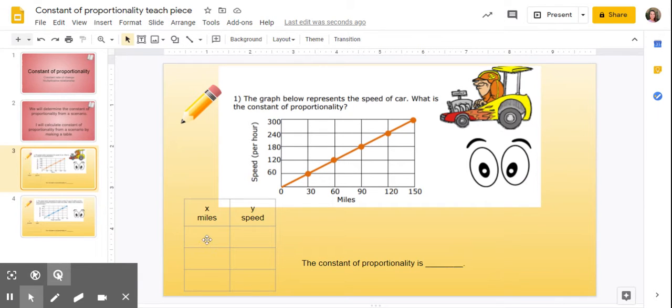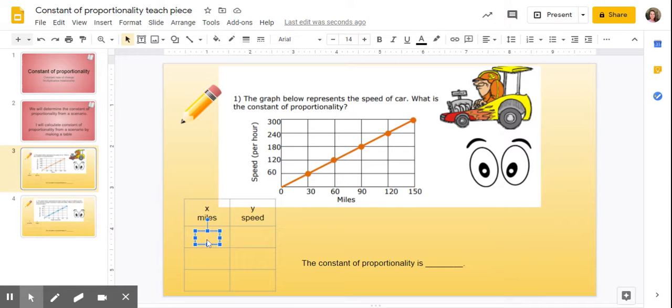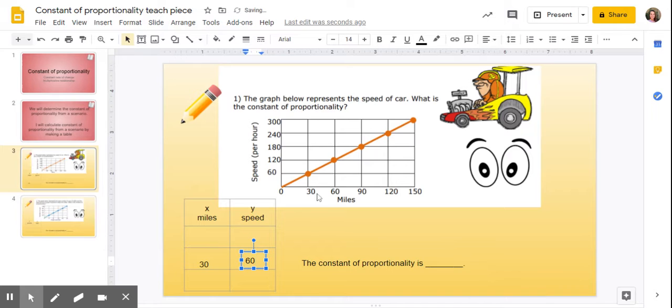We're going to skip the very first box for each one of these tables, and we will complete just two pieces from it. So I go to 0, I come over and see that my x is 30, and it goes up to 60. So my ordered pair is 30 and 60. My next one I see is 60 and 120. So I'm going to type in 60 and 120.